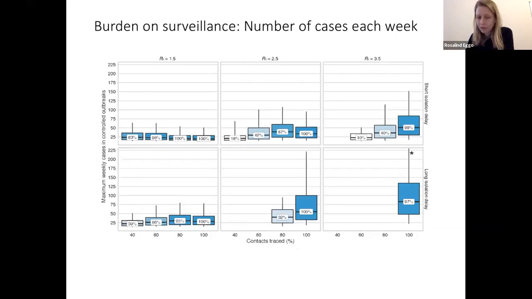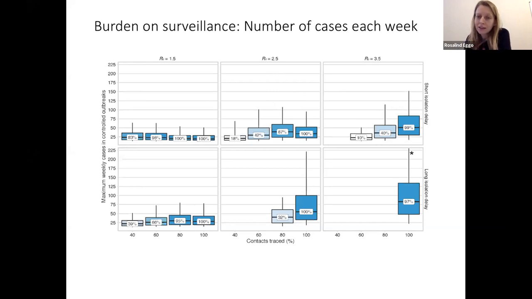Okay, the last point before I summarize is that what we wanted to assess is not only if contact tracing and isolation can control outbreaks, but also what is the surveillance effort required to do it. And so what you can see here is the peak number of cases. Let's just look at the top one, which is the short isolation delay. The peak number of new cases who need to have their contacts traced that week. So this is a measure of the surveillance effort to say, for a scenario of reproduction number 2.5 at 80% contact tracing, that means on average there will be around 40 new people every week that the surveillance effort needs to find all of the cases of. And this can vary from around 20 to just above 100 in that case.